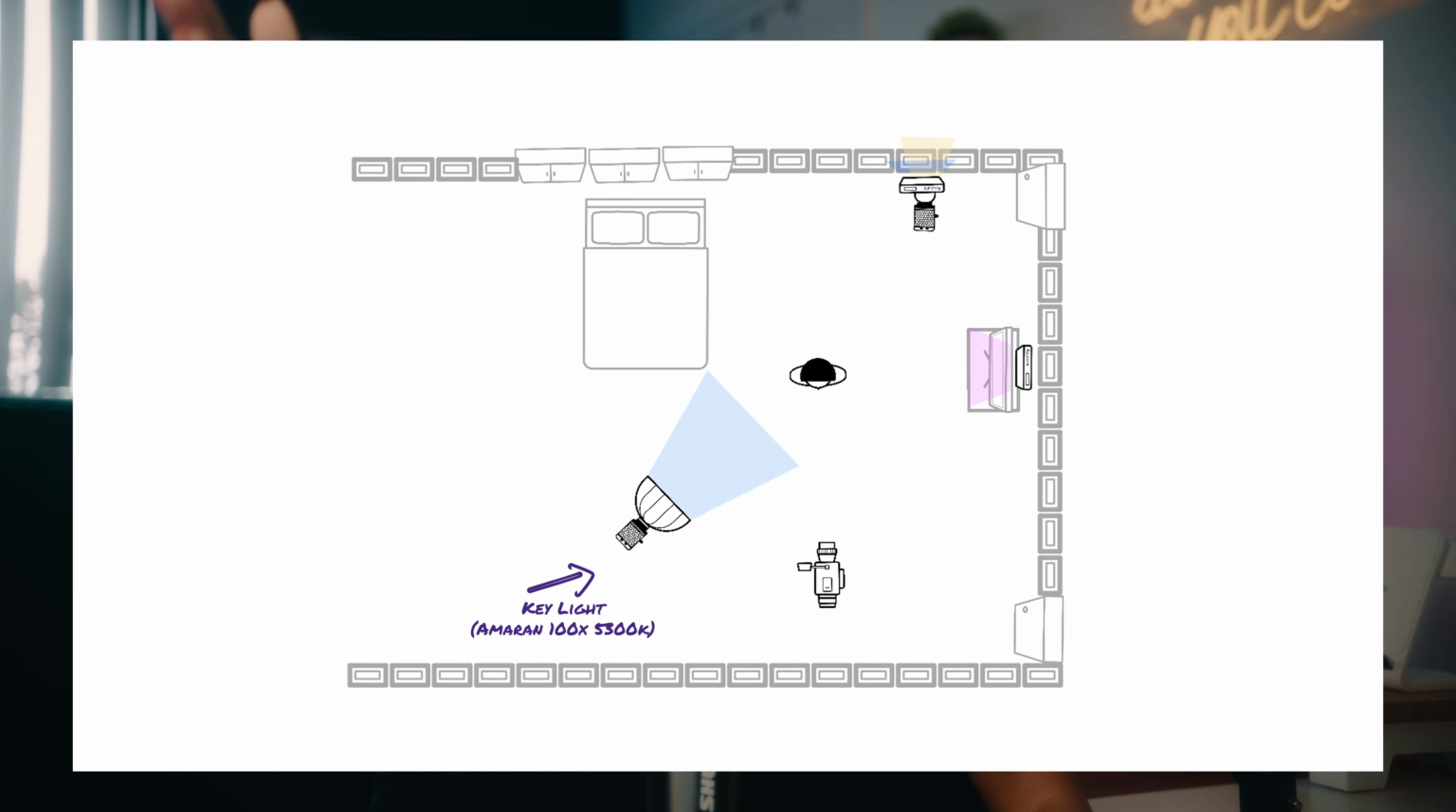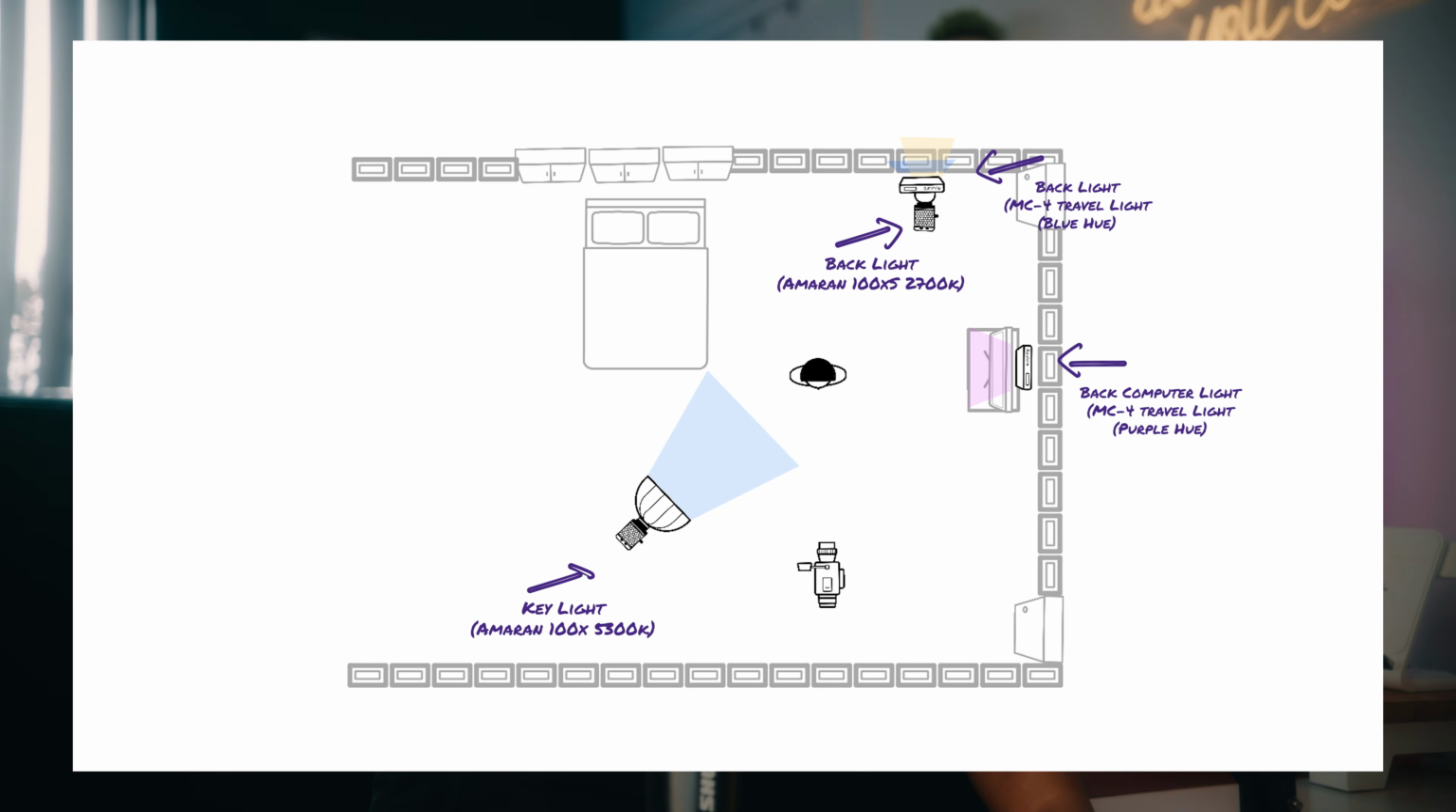I have my key light, which is always my 100X that I put at 5300, which is daylight to match the window. And then I have my backlight, which is the 100XS. It's literally just to bring some ambiance to that picture. So I have an MC4 in there as well that's bringing gradient. And then I have a purple MC4 behind the computer.